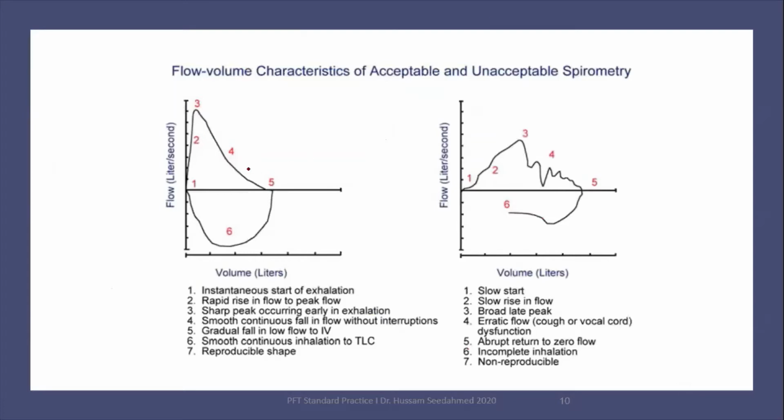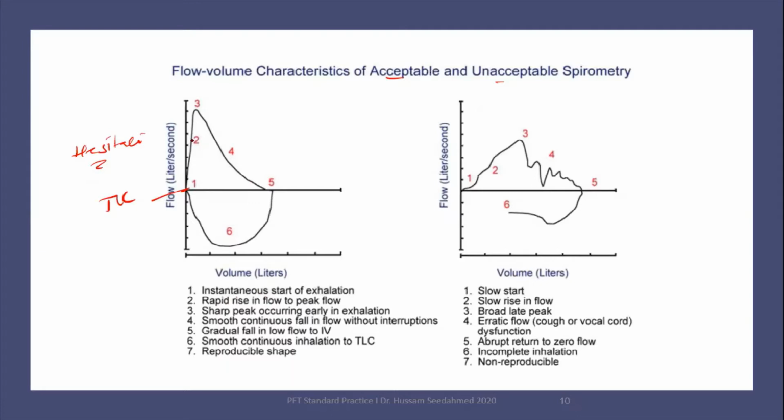Now these are the characteristics of the flow volume loops that make them acceptable or unacceptable, the same criteria I talked about in the previous slide. Number 1, I need a rapid rise from the TLC here. There should be an instantaneous start of exhalation. The patient should not hesitate. I need you to blow hard as fast as you can. So there should be no hesitation; this is called the good start.